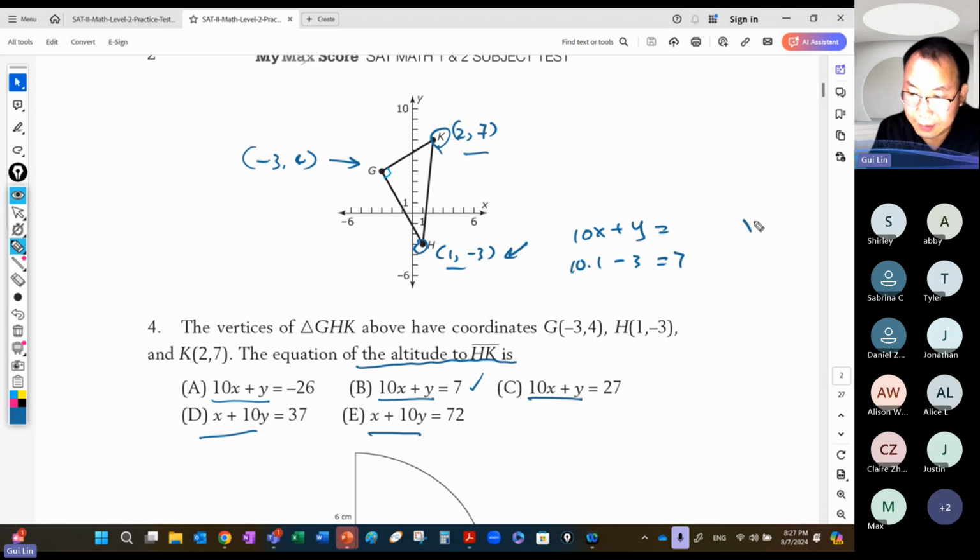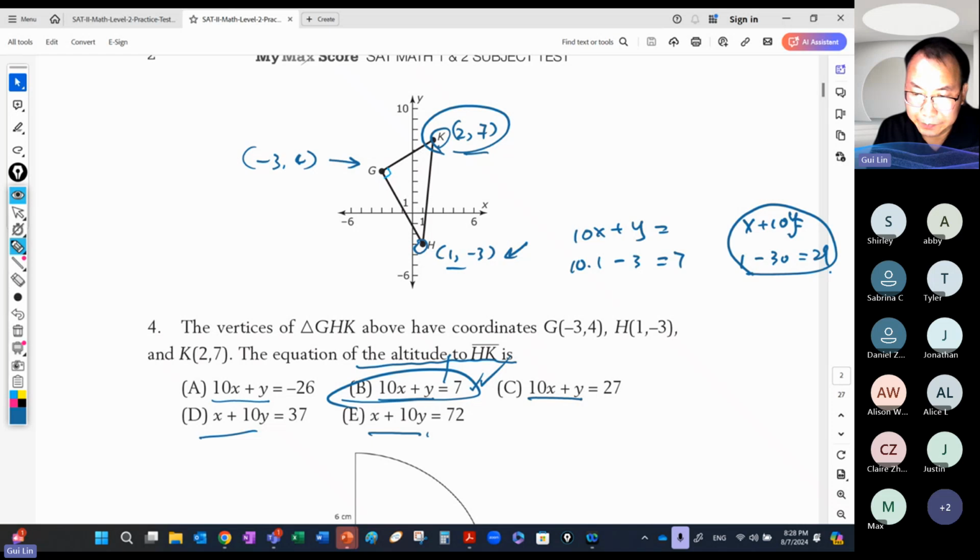What about the other one? x plus 10y equals, x is 1, minus 30, right? So that equals -29. There's nothing like that here, right? Only this one. All right, since this one was picked, we check this one as well: 10 times 2, plus 7. Uh-oh, that doesn't work. It's like 27, right?